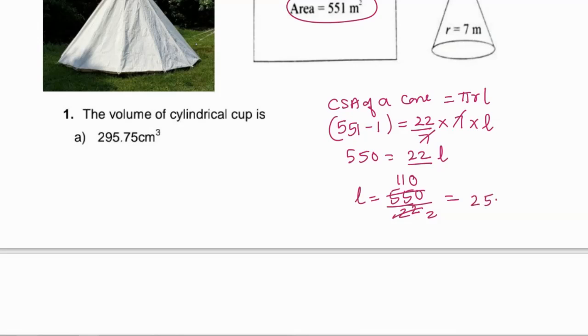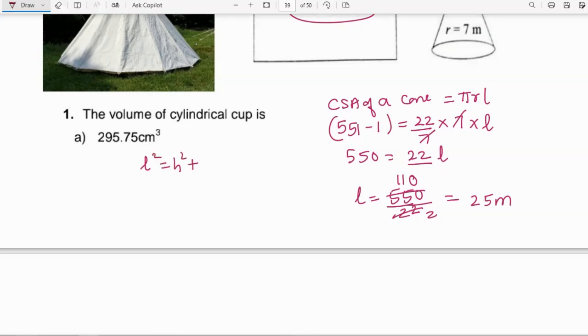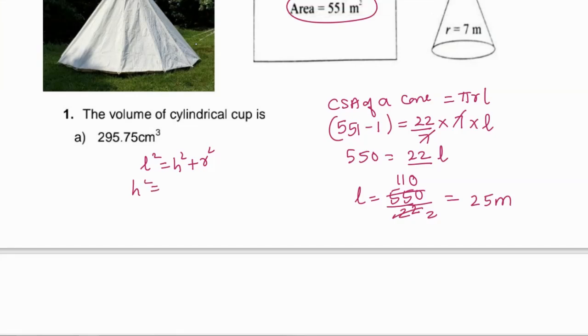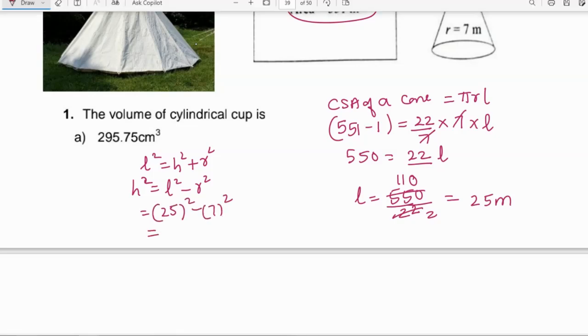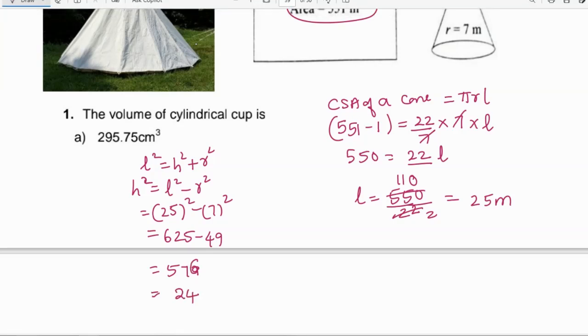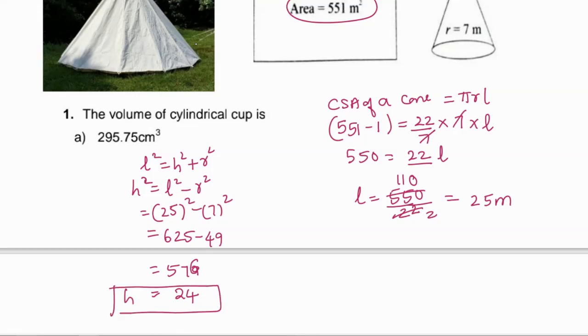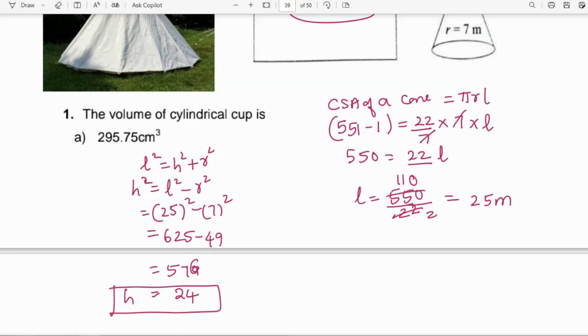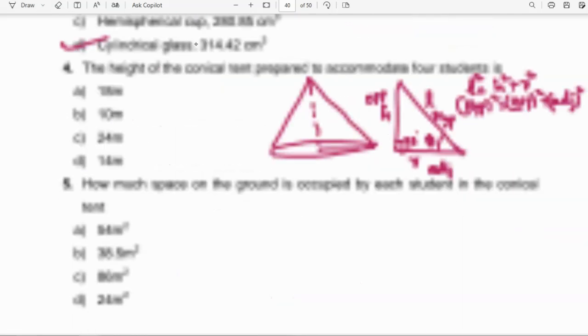So the 25 meter. But they are asking you to find the height. What is the height formula? L square equals h square plus r square, means h square will be L square minus r square. L is 25 square, r is 7 square. So 25 square will be 625, r square will be 49. If you subtract them, you get 576. So this is square root of 576, so h will be 24. So the answer is 24 for this.